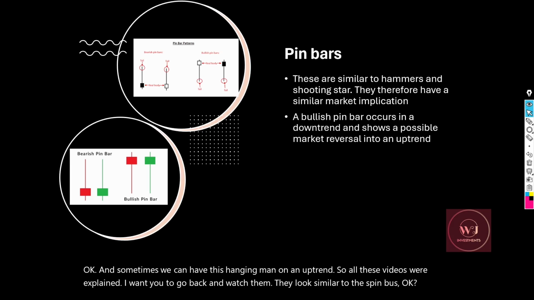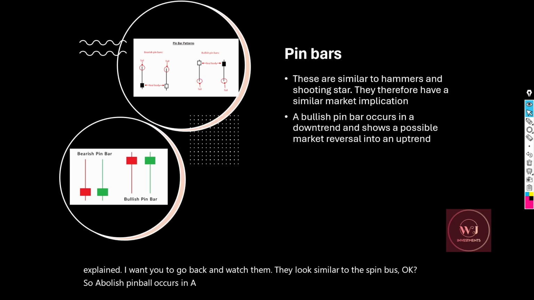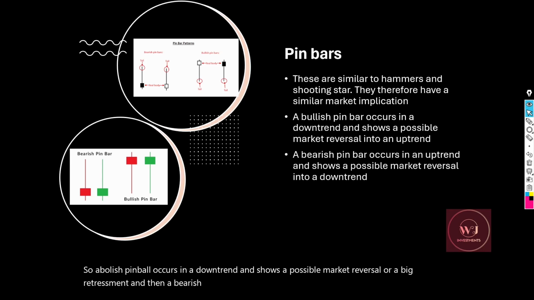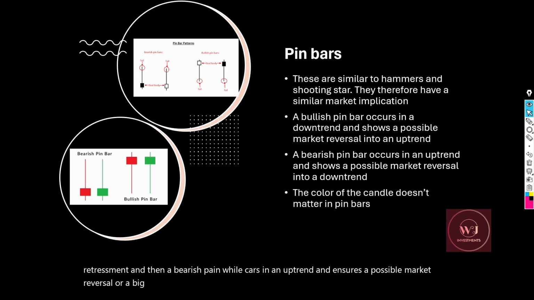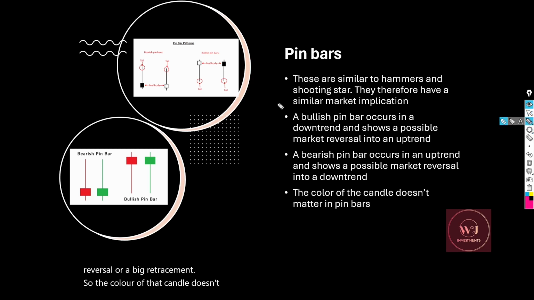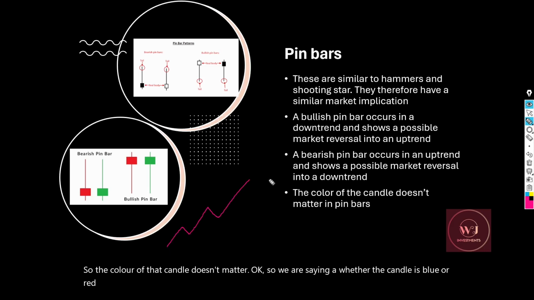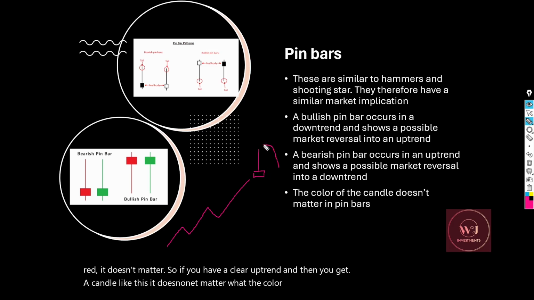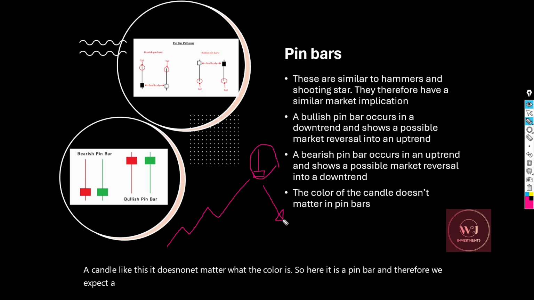So a bullish pin bar occurs in a downtrend and shows a possible market reversal or a big retracement. And a bearish pin bar occurs in an uptrend and shows a possible market reversal or a big retracement. So the color of the candle doesn't matter. Whether the candle is blue or red, it doesn't matter. If you have a clear uptrend and then you get a candle like this, it doesn't matter what the color is. Here it is a pin bar, and therefore we expect a reversal, or a big retracement.